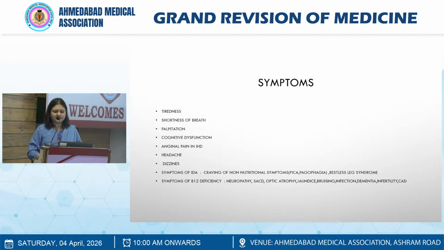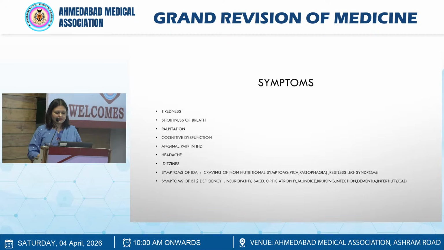Symptoms of B12 deficiency. B12 is required for the myelination of nerves. So patient complains of neuropathic symptoms like paresthesia. Here loss of vibration and proprioception, so patient is having ataxia. Then SACD, subacute combined degeneration of spinal cord, where corticospinal tract and posterior column both are involved. Then optic atrophy. Patient complains of diminished vision.